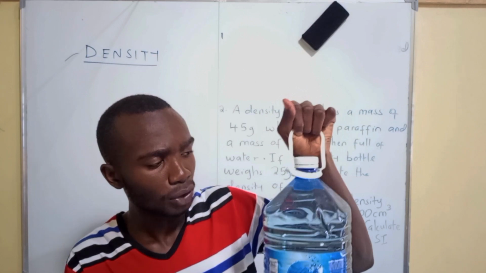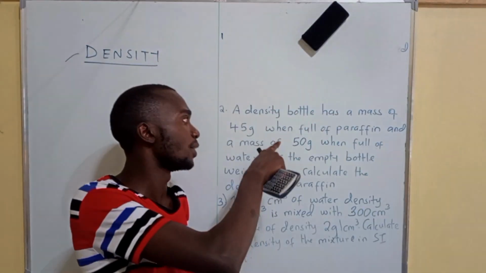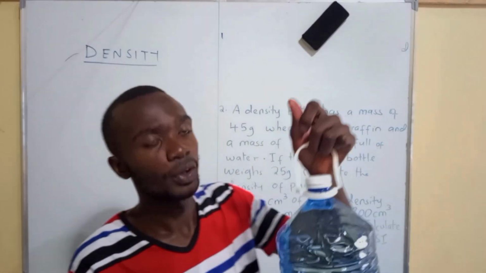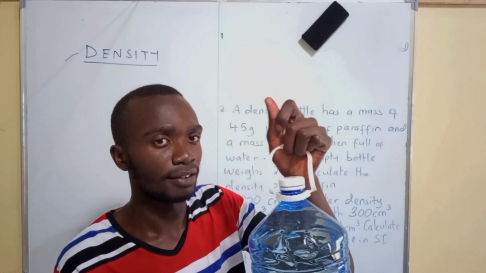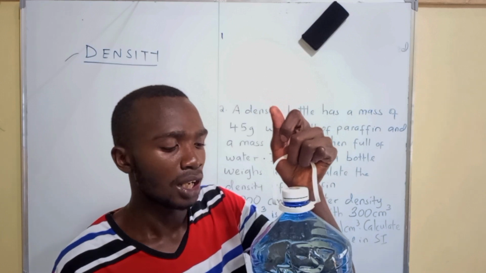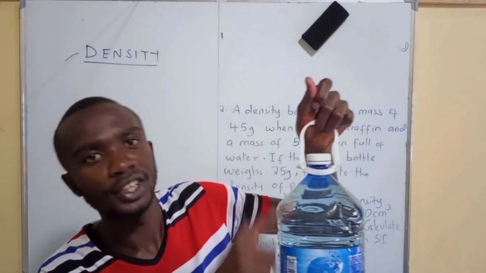In this case, the mass of water will always be given, and the density of water may or may not be given in the question. So using the mass of water and the density of water, we can obtain the volume of water, which will be equivalent to the volume of the given bottle.